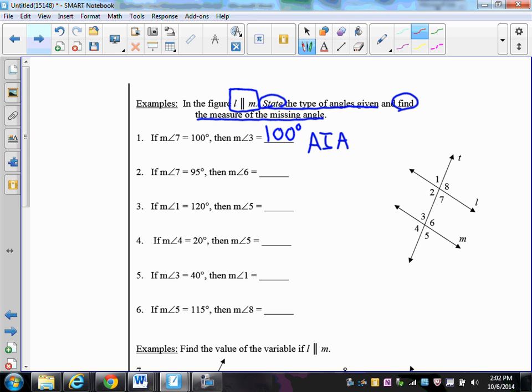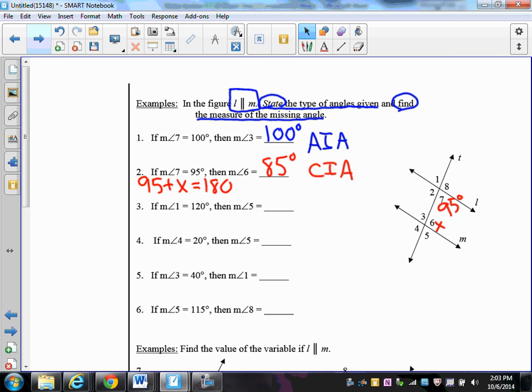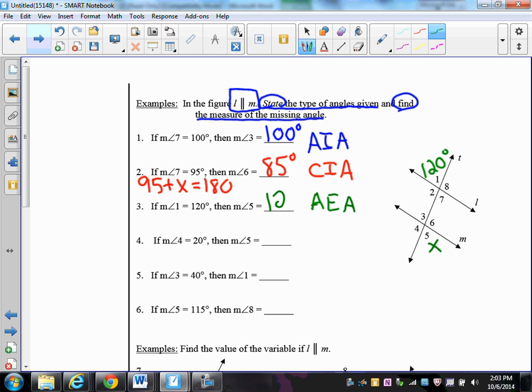For number 2, we're told the measure of angle 7 is 95 and to find the measure of angle 6. These are consecutive interior angles, CIA. So that means 95 plus x equals 180. So that has to be 85 degrees. If I'm going too fast for you, make sure to pause the video. The measure of angle 1 is 120 degrees. What's the measure of angle x? Those are alternate exterior angles. So that means they're congruent. They have to be the same.